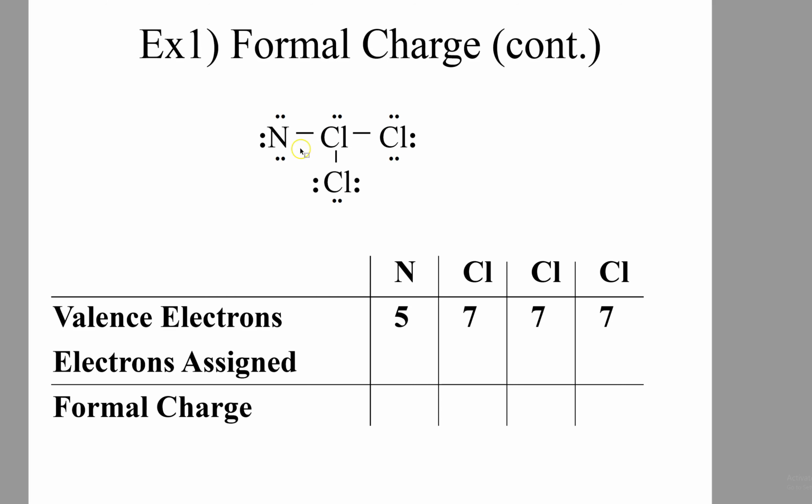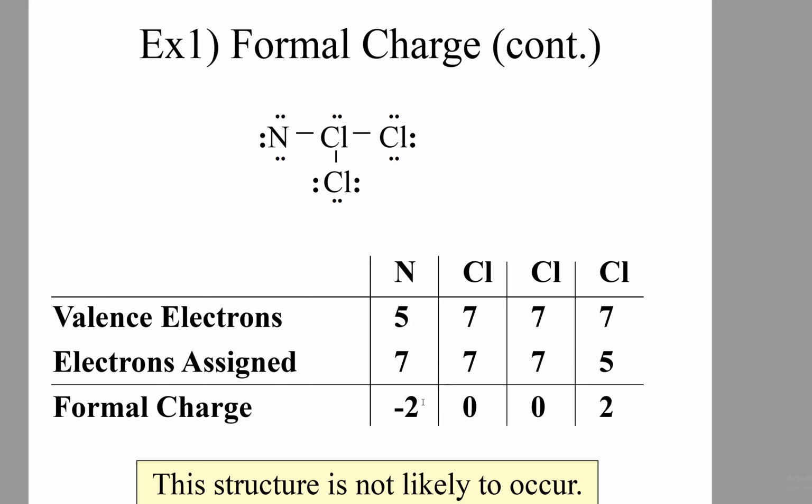And now we have to figure out how many electrons are in each one. So for nitrogen here, we have 1, 2, 3, 4, 5, 6, 7, and then 2, 4, 6, 7. And for chlorine, we have 7 as well, 2, 4, 6, and 7. There's 1 electron here, 2, 4, 6, and 7, and so on. But there's one of them that actually has a 5. I think it's this one right here in the middle. Sorry, 1, 2, 3, 4, 5. So you subtract that, and you get formal charges of -2, 0, 0, and 2.